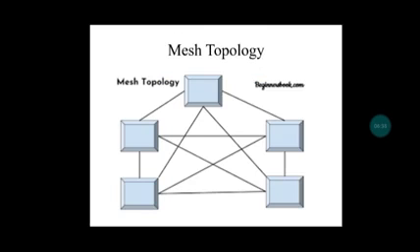The mesh topology is nothing but each node connected to every node. So data transmission to any node is very easy. More hardware components and cable will be used in the mesh topology. This is a drawback of the mesh topology.